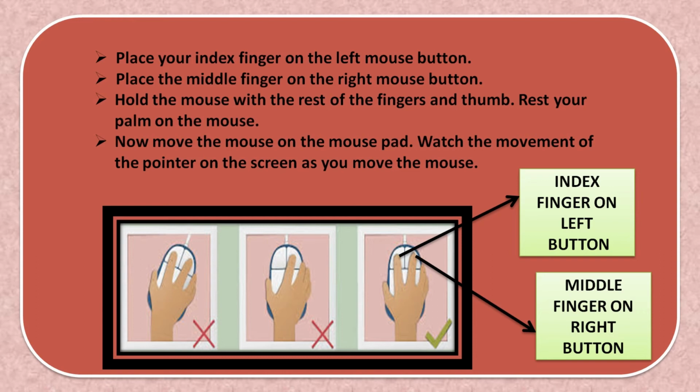Three diagrams for holding a mouse are available here. Among these three diagrams, two are wrong. Only one is correct. The third one is correct. So, as given in the third diagram, you will hold the mouse like this.